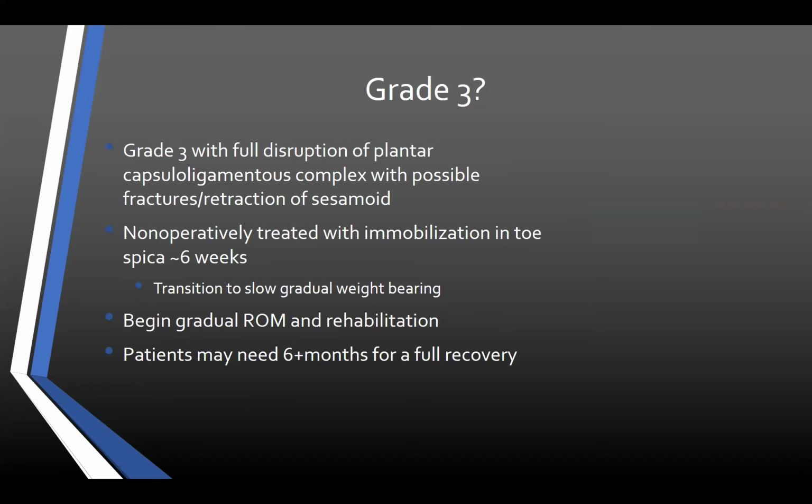So now looking more at grade 3, and this is where conservative management becomes more of a discussion point. In many grade 3 injuries, there is a complete tear as well as an associated fracture or retraction of the sesamoids. But there are situations where there is a complete tear, but the general anatomy of the joint is maintained without a lot of retraction. So immobilization is a potential option. The treatment algorithm is very similar to grade 2.